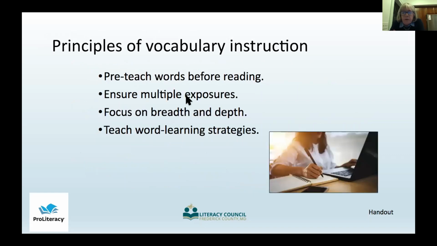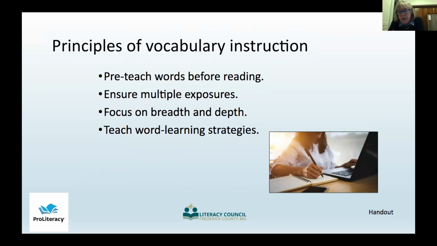So now that we know what to teach, how do we teach? When you're formally teaching vocabulary as part of a reading lesson, there are 4 general principles. The first is to pre-teach words that students need to know to comprehend the text. Before you make an assignment, look over the text and identify words that you think your student isn't going to know.